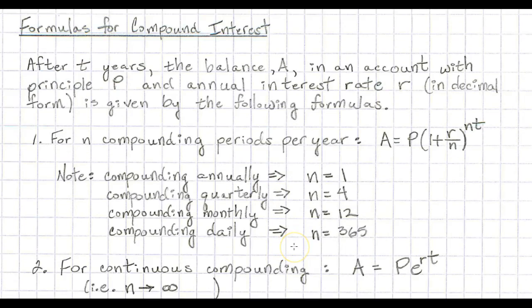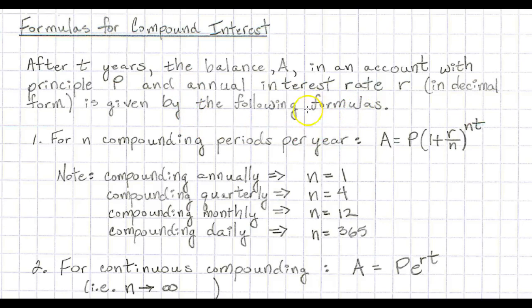All right, formulas for compound interest. These are interesting formulas, some financial mathematics that we can do once we know exponential functions. Here's the formula. After t years, the balance A in an account with principal P, the amount of money you put in to begin with, and an annual interest rate of r in decimal form. So let's say your interest rate was 6%, then the decimal form would be 0.06, is given by the following formulas.